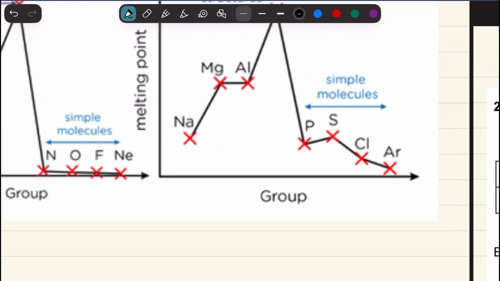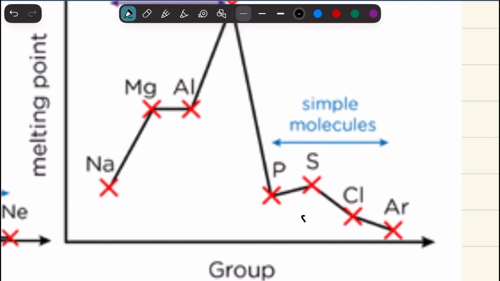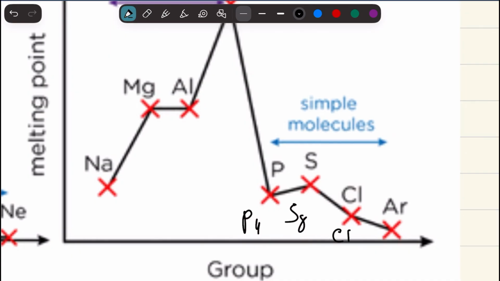And the only reason why you're seeing, for example, maybe a bit of a variation here is because sulfur exists as S8 and phosphorus exists as P4. So if we have more electrons, it will have more electrons than chlorine and argon. And chlorine even has more than argon because it exists as Cl2. So with more electrons, it will form stronger van der Waals forces.